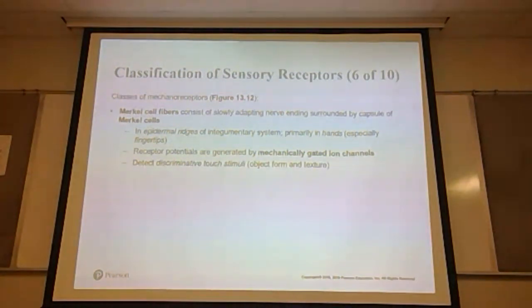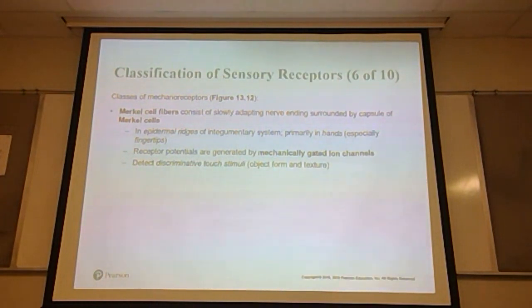Among the mechanoreceptors, you have Merkel cell fibers. These are slow adapting nerve fibers surrounded by a capsule of Merkel cells. They are found in the epidermal ridges of the integumentary system, primarily in the hands, especially in the fingertips. Their receptor potentials are generated by mechanically gated ion channels. These are the receptors that detect discriminative touch stimuli.